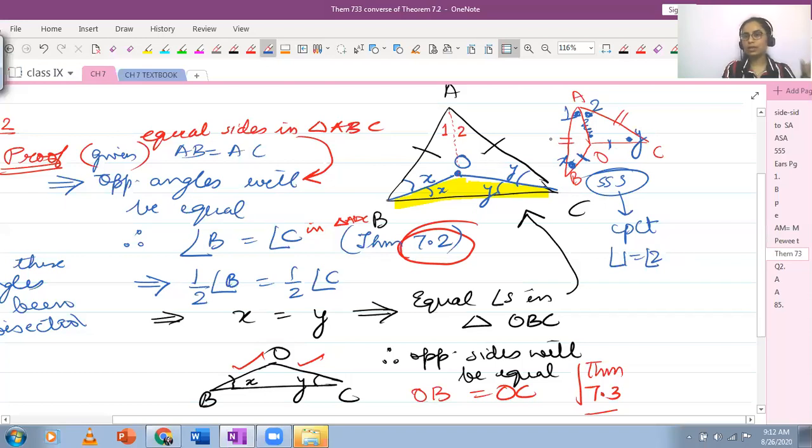I'm not sure, I think this is what you are trying to say. If you don't take OA as the common side, you can take AB equal to AC, you can take OB equal to OC, and you can take X equals to Y, because angle B and C are equal, their halves will also be equal. So SAS can also be used to prove the second part. Congruence actually is applicable in multiple ways in a question sometimes. So you can always draw the figure and see whether or not it works.